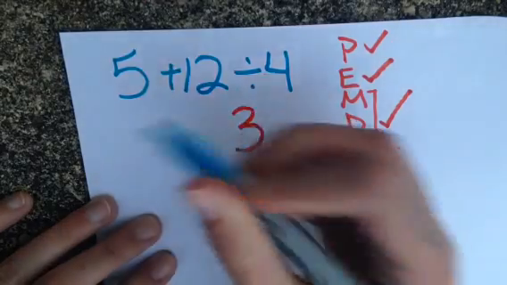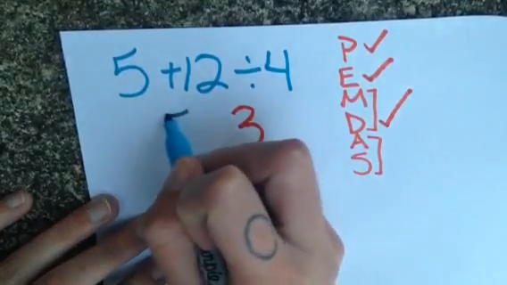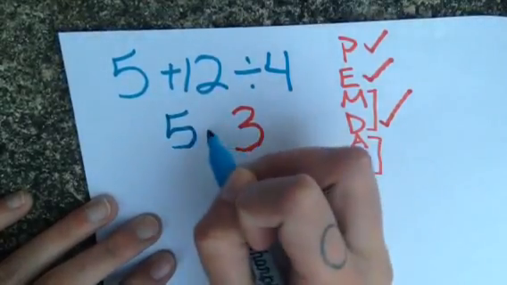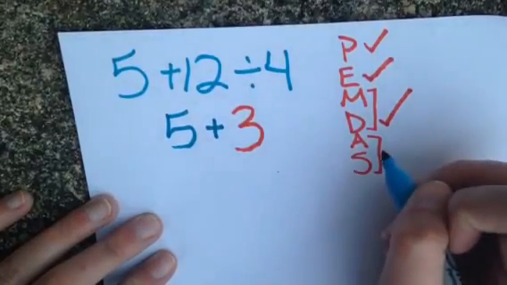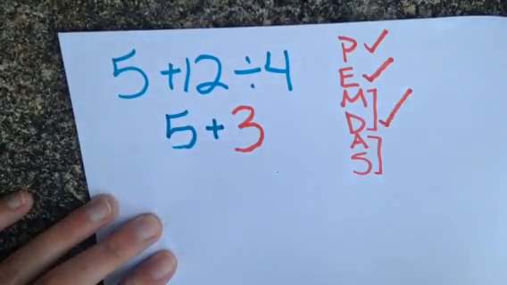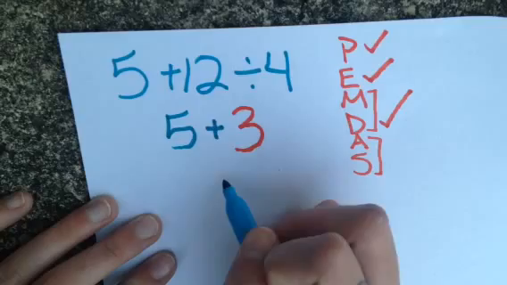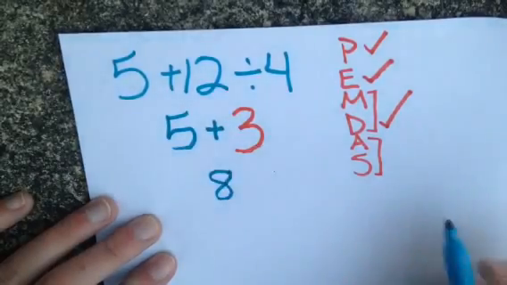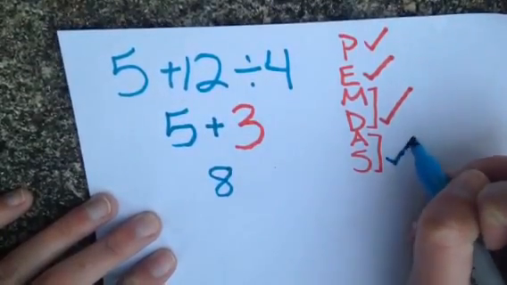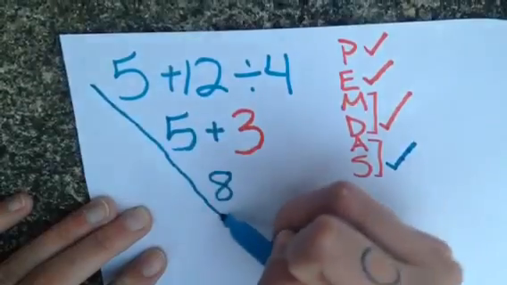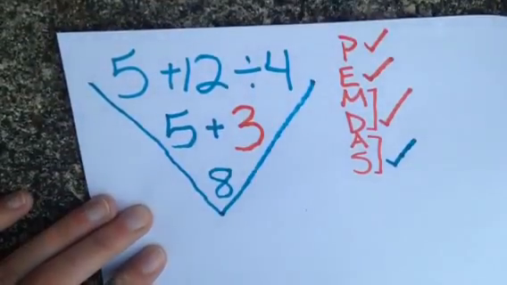Now you rewrite the rest of your problem. We didn't use the 5 or the plus, so we bring those down. Now we look for addition and subtraction. Here we have 5 plus 3. That gives you 8. Notice that the work shown looks like a V. Let's try another one.